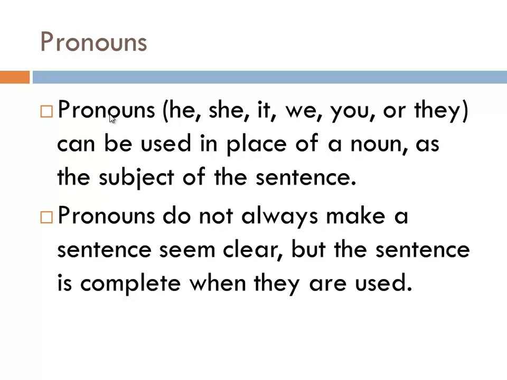So with pronouns, the he, she, it, we, you, or they, in your papers for College Prep 1, you're not going to write the word you. You would use he, she, it, or they. Pronouns do not always make a sentence seem clear, but of course a sentence is complete when they're used because you still have a subject. Now when we say they do not always make a sentence seem clear, it's because pronouns aren't a formal name, and we're not always sure who we're referring back to, so we need to make sure we're proof editing and reading our papers correctly so we know.